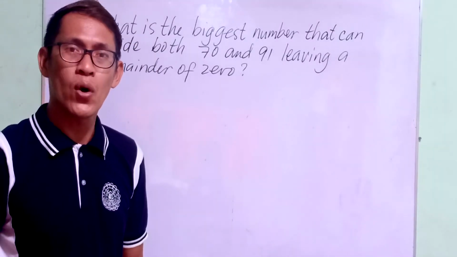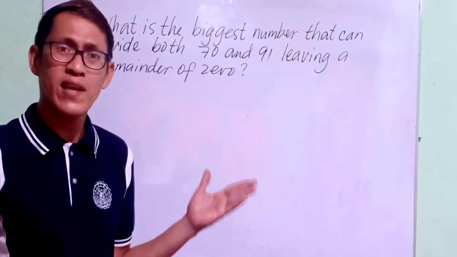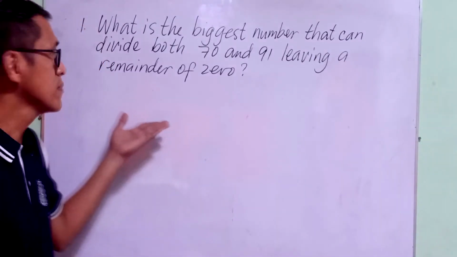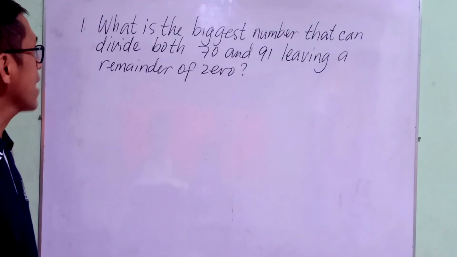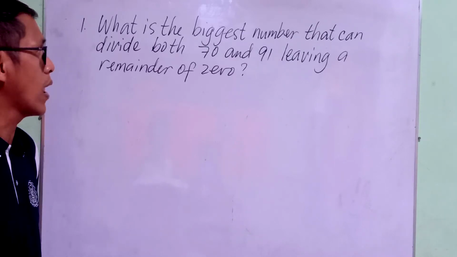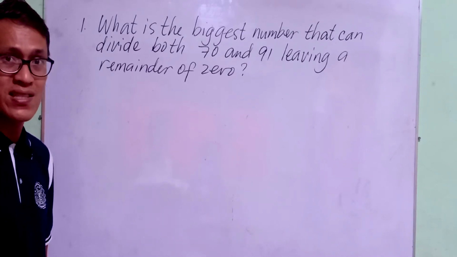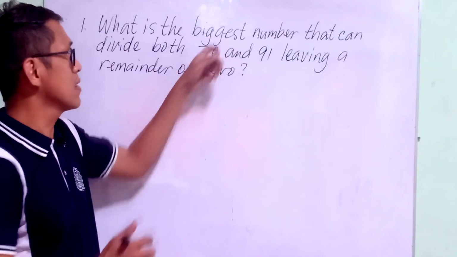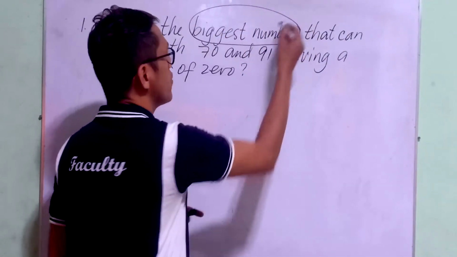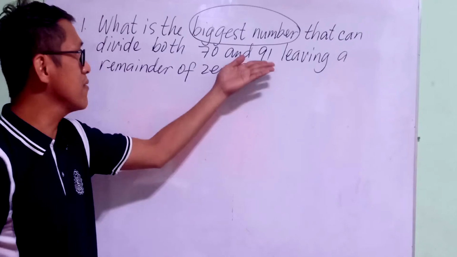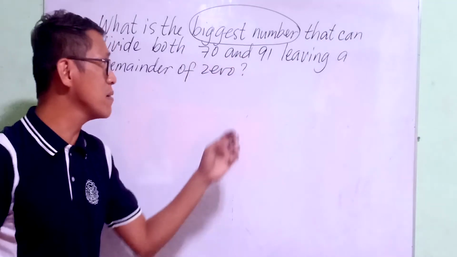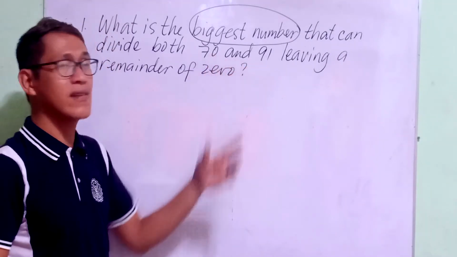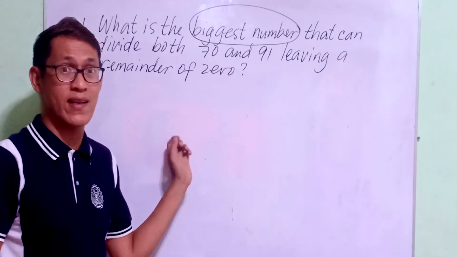Now let's deepen your understanding of the greatest common factor by solving word problems. Number 1: What is the biggest number that can divide both 70 and 91, leaving a remainder of 0? If you are looking for the biggest number, your clue is the words biggest number. If you are looking for the biggest number that can divide two or more numbers, leaving remainder 0, you are simply getting the greatest common factor. So just get the greatest common factor of 70 and 91 to answer this problem.